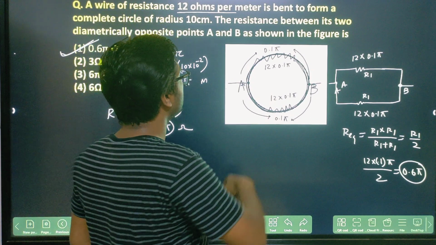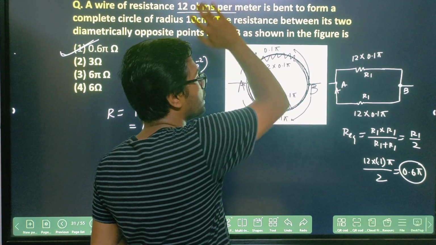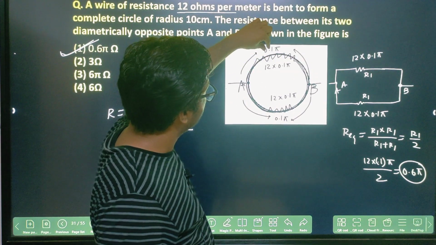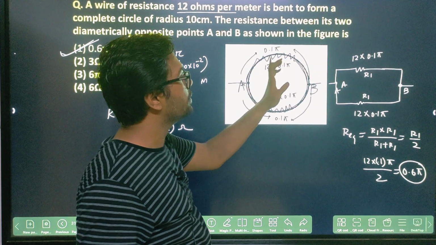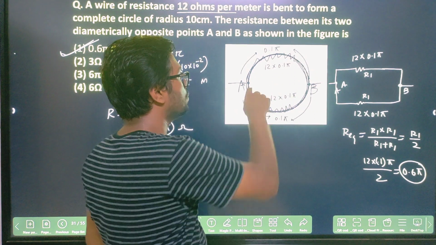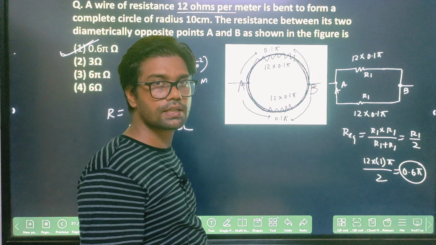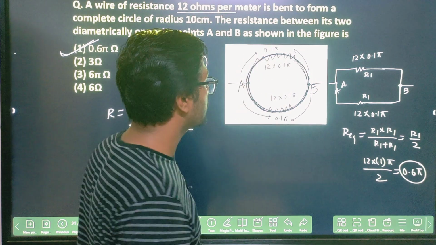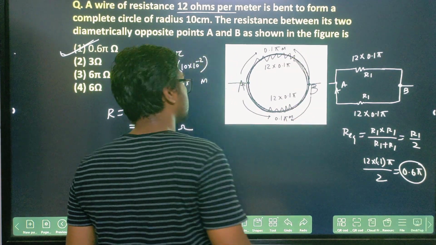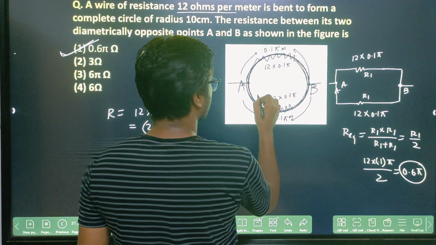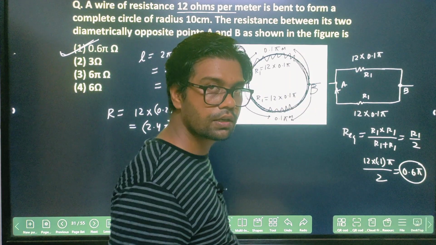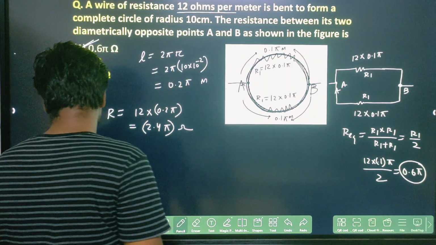0.6 into pi. So basically 12 ohm is the resistance per meter. This length is 0.1 pi, so what will be the resistance of this? 12 into 0.1 pi, because per meter has 12 ohm resistance, and this length is 0.1 pi meter. This will be the resistance value. Here I write this as R1, and here also R1, R1. Got it? Okay. Now go to the next question.